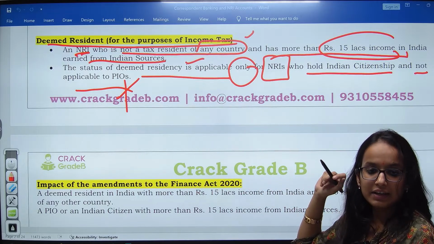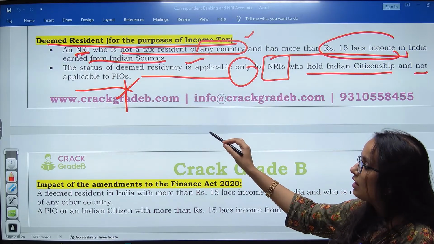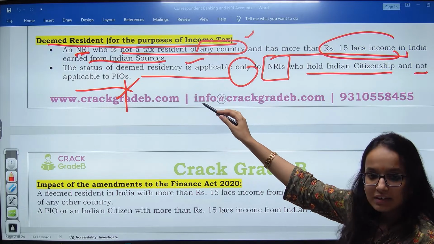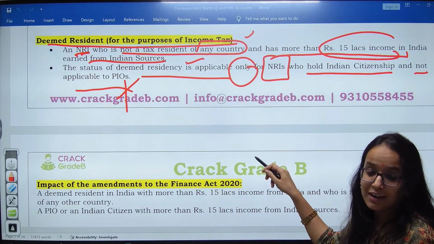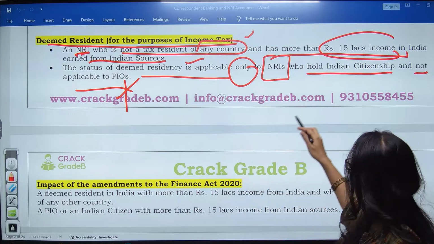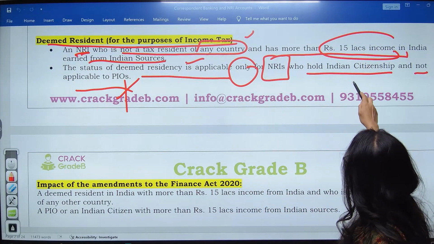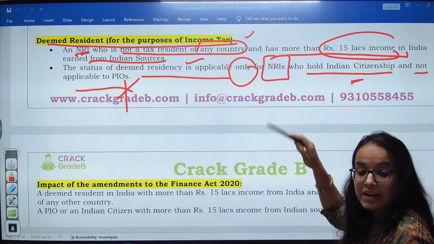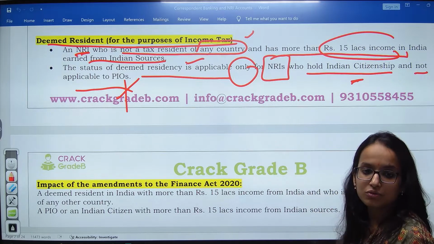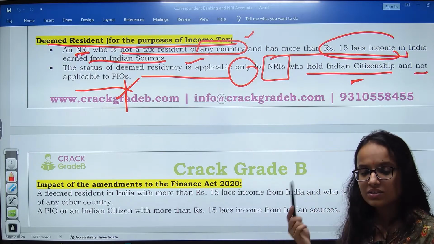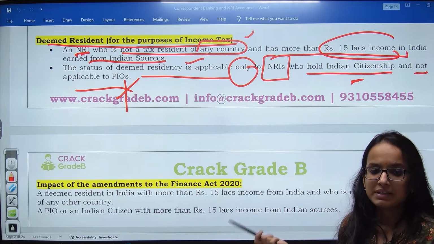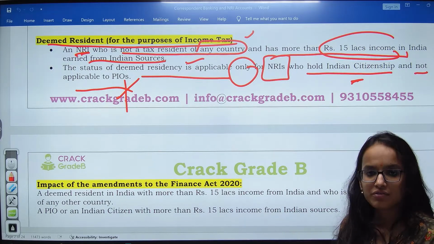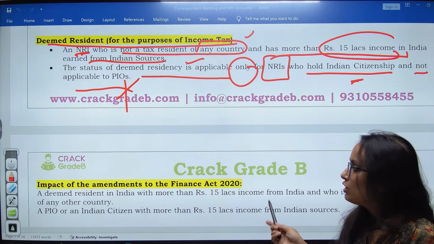So these are the criteria which you should remember that are used for giving the status of deemed resident. That would be given only to an NRI, not to any other person. Only to NRIs holding Indian citizenship, not for PIOs, because PIOs can be citizens of other countries, apart from Bangladesh, Pakistan, or as specified by the central government, as we have seen, right? So this is the thing.